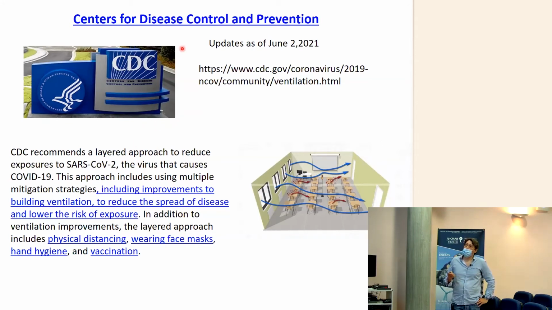So what the Center for Disease Control of the United States said in their webpage update last week is that the multiple ways to mitigate transmission of COVID include ventilation, okay? Apart from, of course, physical distancing, wearing face masks, hand hygiene, and vaccination, of course, okay? And this is the idea.